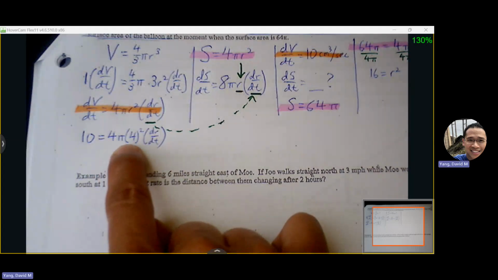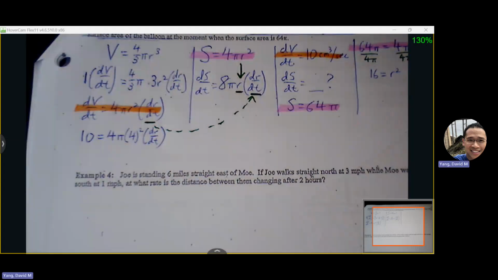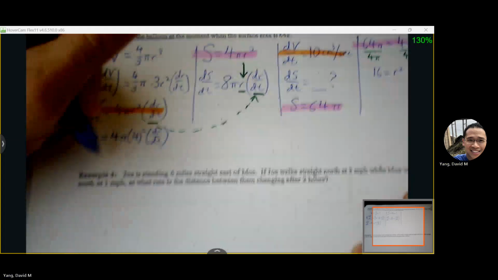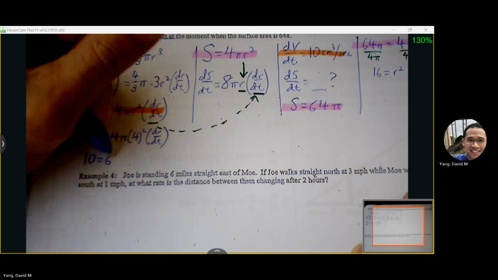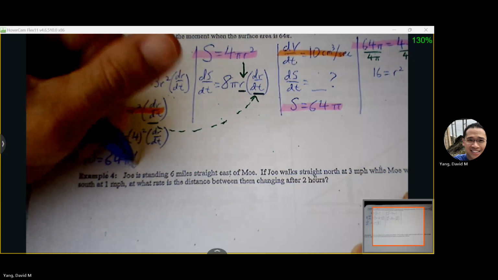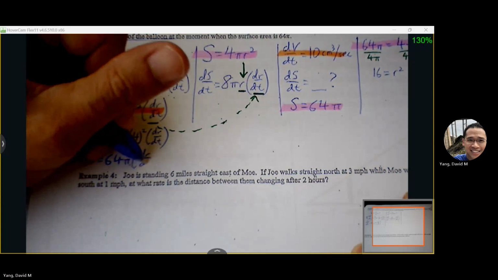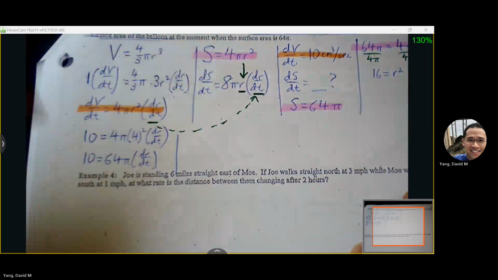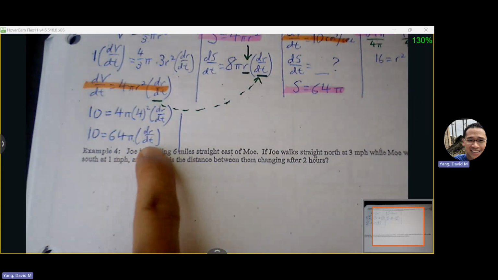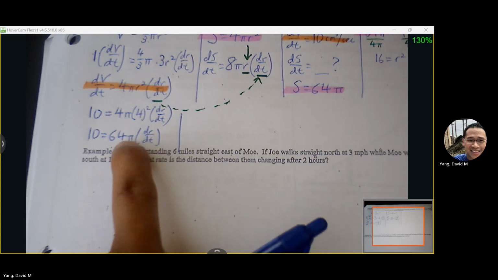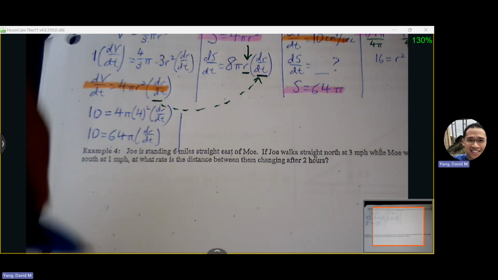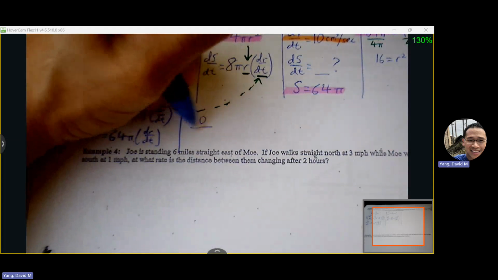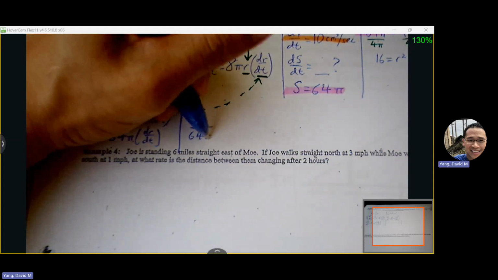Okay, multiply this out. I get 4 times 16. That's going to be 64. All right, keep going. We want to solve for dr/dt, so what can we do next? Okay, divide by 64 pi. Now, 10 divided by 64 pi.